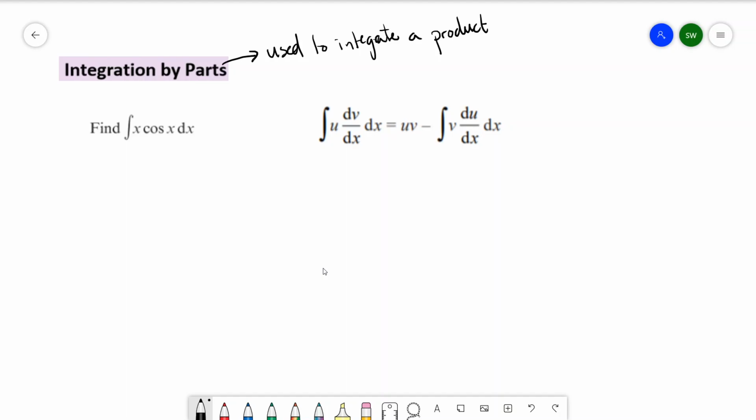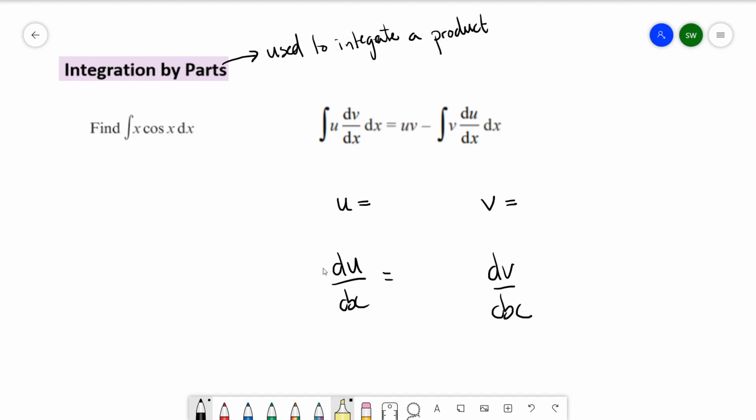I'm not going to go through how to derive the formula, but you can derive it from the product rule. In order to use this formula, we need to define two variables, u and v. The formula also has in it du by dx and dv by dx.